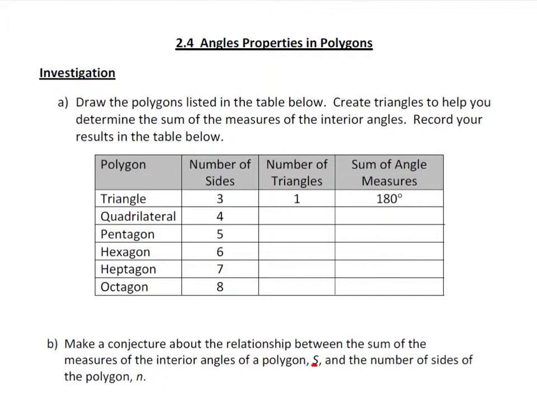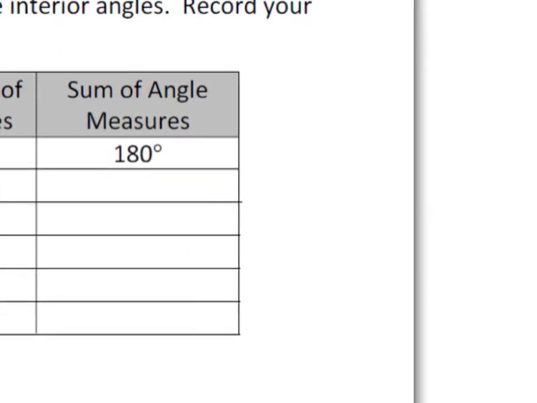So a quadrilateral could be a rectangle, or it could be any four-sided shape. Well, how many triangles could we draw in a quadrilateral? Just two. Any way you slice it, you'll end up with two triangles.